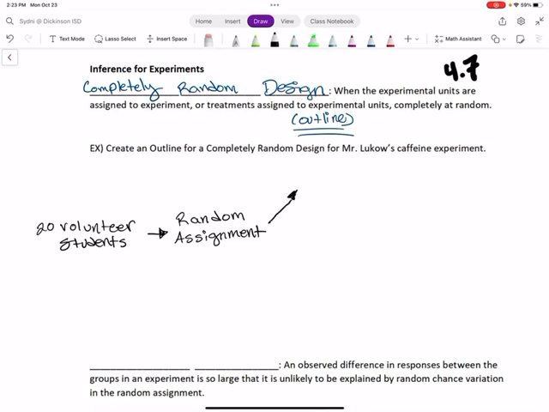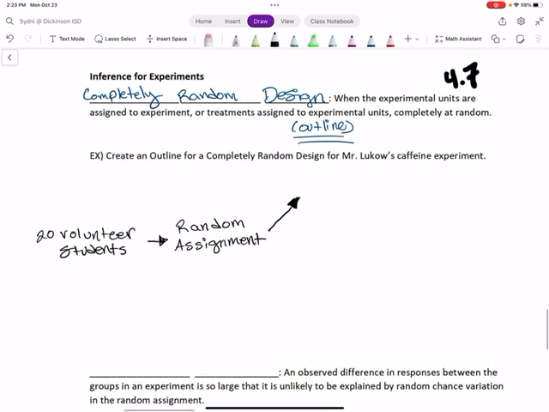Now, there may be a case where there is a third option, in which case you would just draw 3 arrows. But for this experiment, he is giving one group caffeine, and he is giving one group a placebo. So group 1, in our outline, we're going to say consists of 10 students. We're going to number how many people are actually in this first group. And then for the other one, we're going to do the same for group 2. We're going to say that also consists of 10 students.